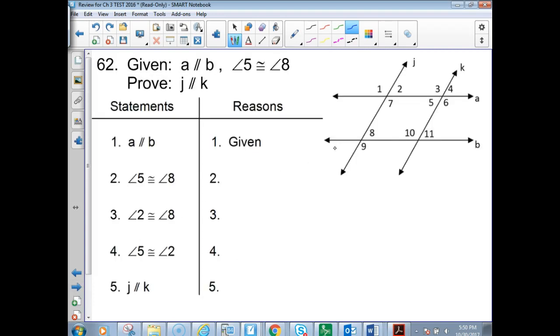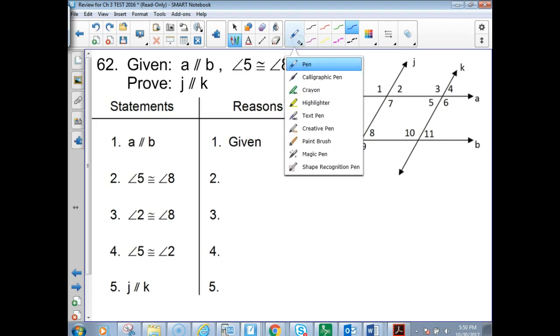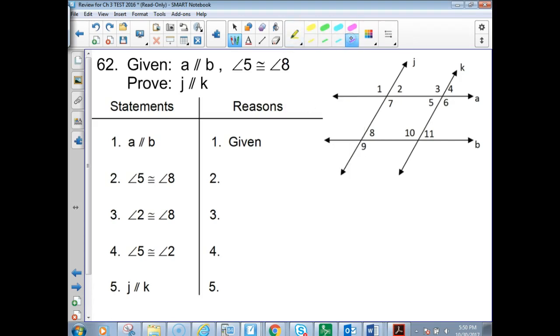And finally, proof. I think we're getting there. A parallel to B has been given. We went over something just like this today almost in our review. We're going to prove J parallel to K, so do not do anything with J and K yet. A and B being parallel has been given. So angle 5 and 8 are congruent was given also.